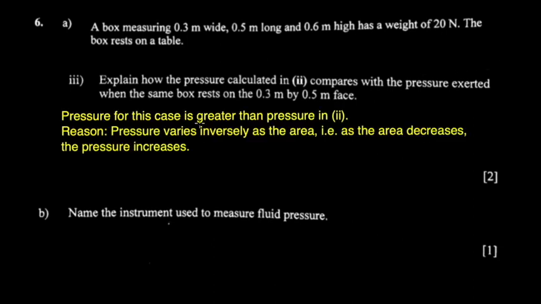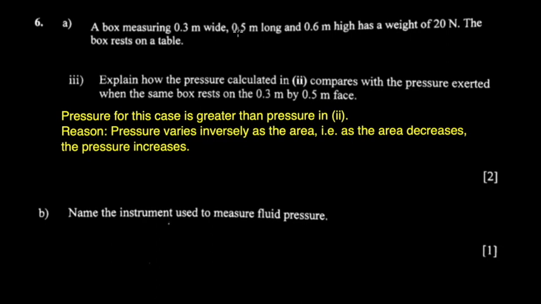Now explain how the pressure calculated in part 2 compares to the pressure exerted by the same box resting on the smallest side and the medium edge. So smallest edge and medium edge. I already preloaded the answer, which I'll tell you, and then I'll explain. The pressure in this case would be greater than the pressure that we calculated initially.